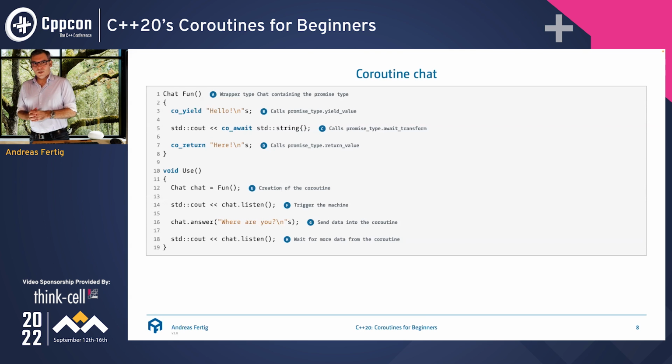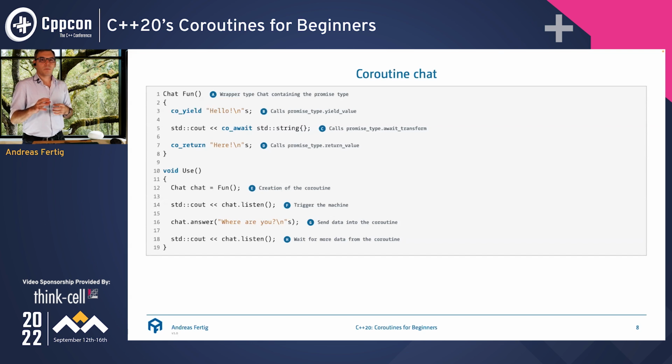So let's start with our first coroutine at this point. I have in line number 1 a function called fun, and that one returns an object called chat. Now I can see inside the function's body, in lines number 3, 5, and 7, I have the co_yield, the co_await, and the co_return. So one of them is enough to see that it's a coroutine. And that means chat here, also in line 1, is my wrapper type, and it must contain such a promise type as I told you about before.